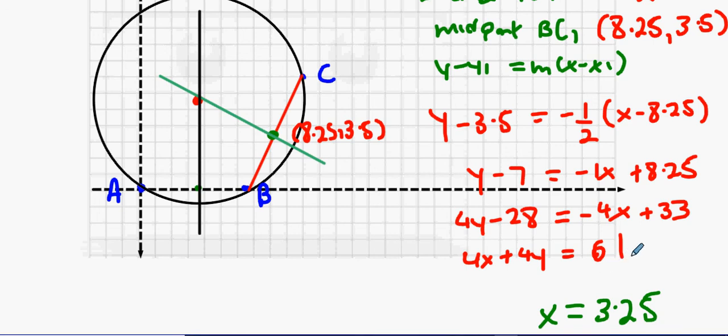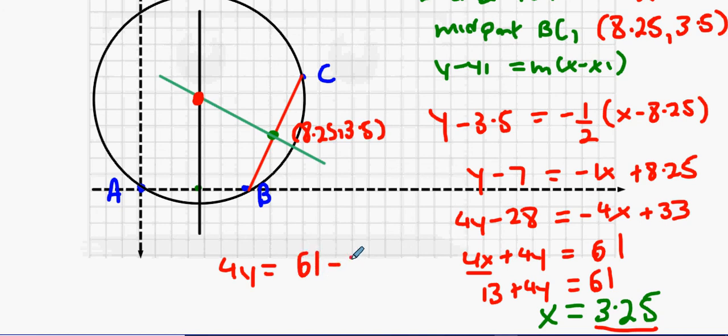Okay, now 61. Now the deal is that you actually know what 4x is, because you know x is 3.25. You know that the center of the circle lies on this bisector of 3.25. So you insert 3.25 in for x. So 4 times 3.25 is 13. 13 plus 4y equals 61. And then 4y equals 61 take away 13, which is, what are we dealing with there? 48, is it?